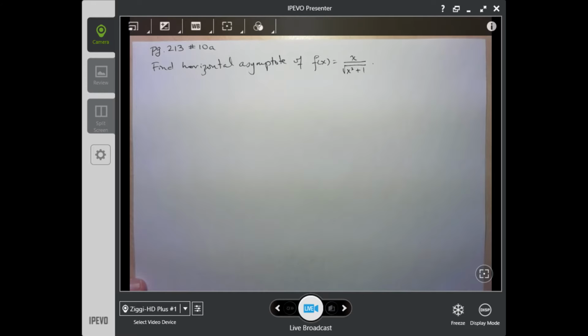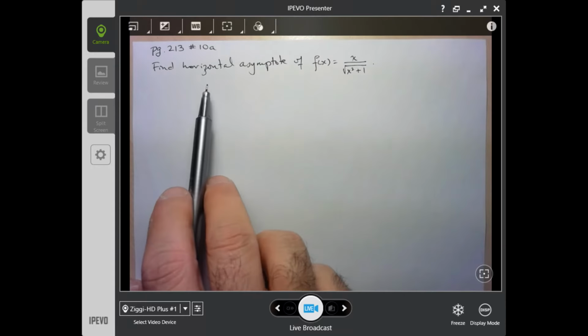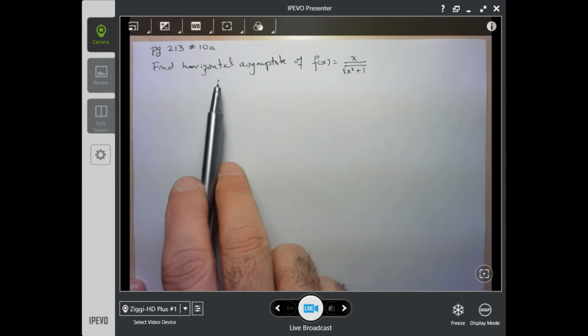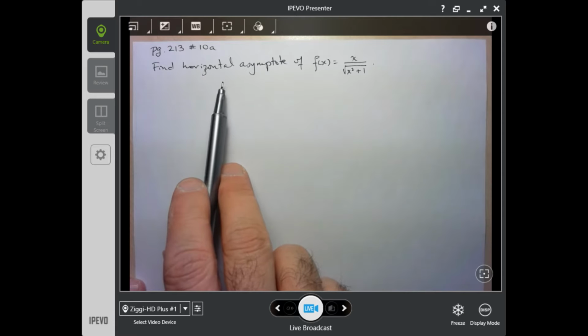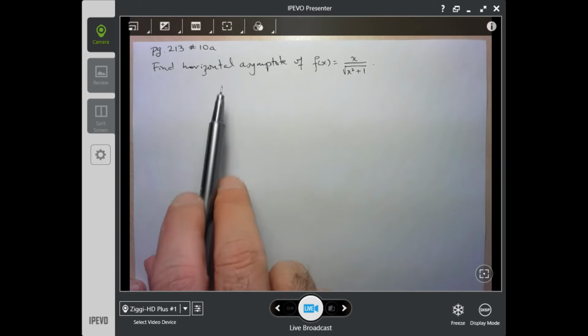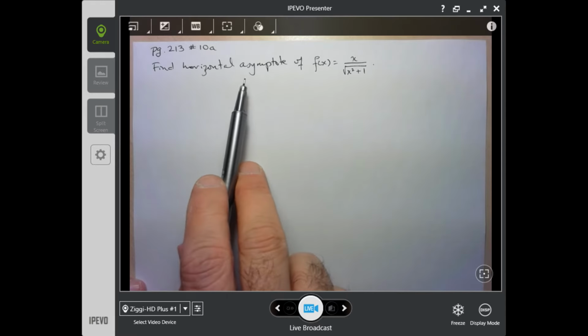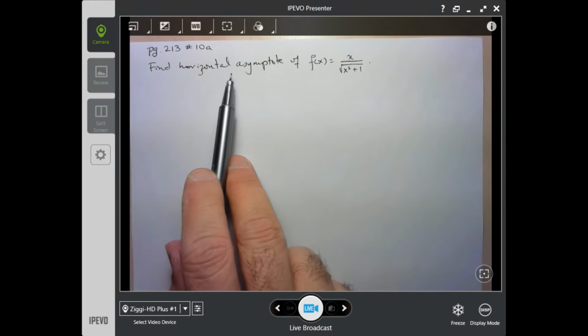Hi folks, we're going to take a look at number 10a from page 213. They're asking us to find the horizontal asymptote of this function. I would have probably asked this question differently. I'd just ask you for the end behavior. I wouldn't necessarily give away that there was a horizontal asymptote. So let's see if the idea of having a horizontal asymptote even makes sense.